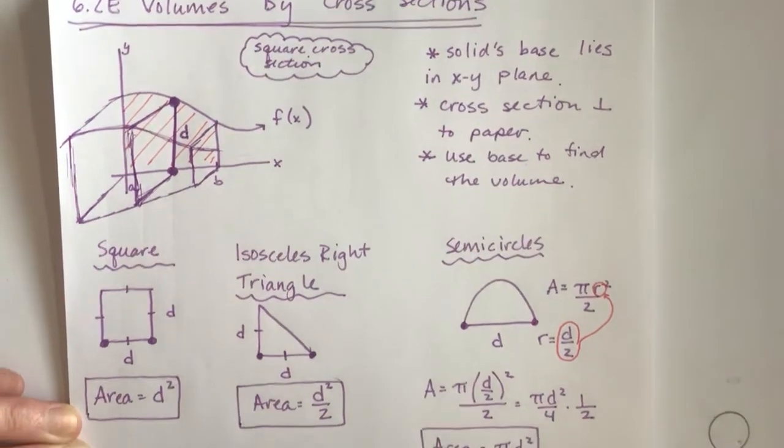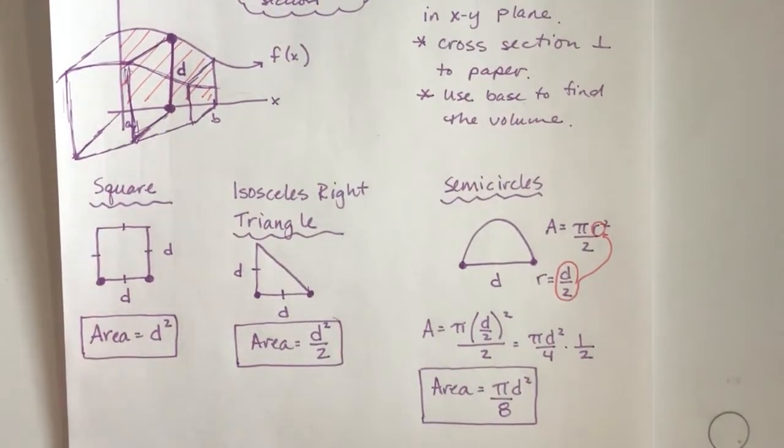Can you guys see that? Nope, you guys couldn't see that. There you go. Pi d squared over 8.